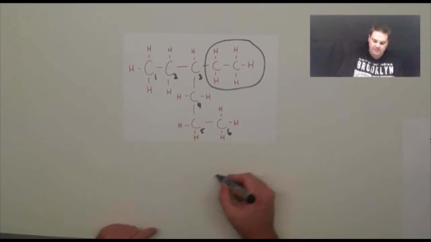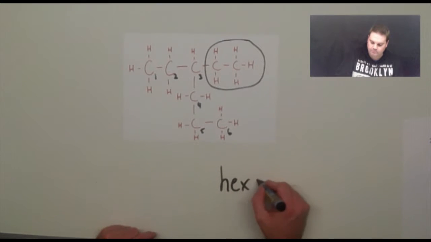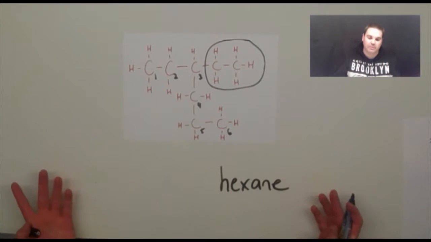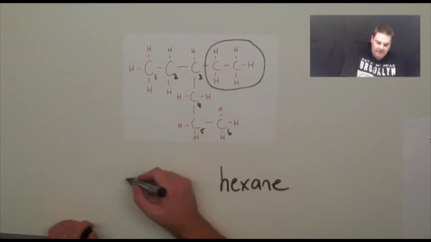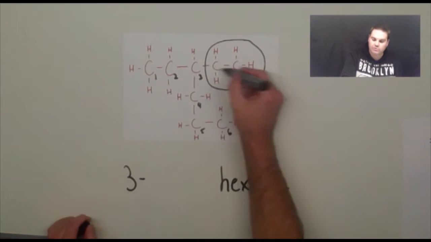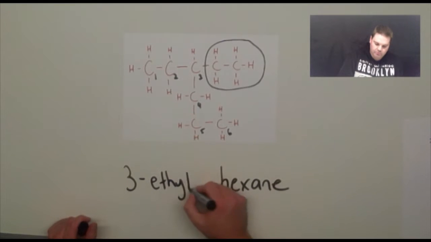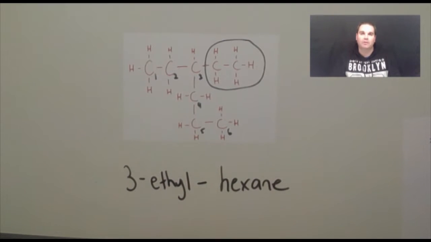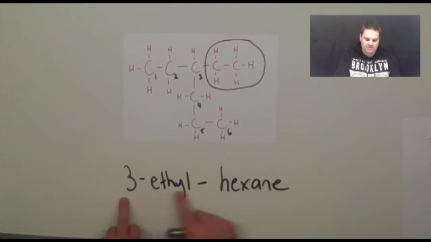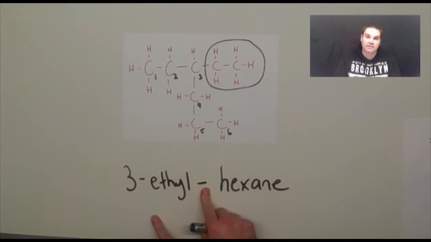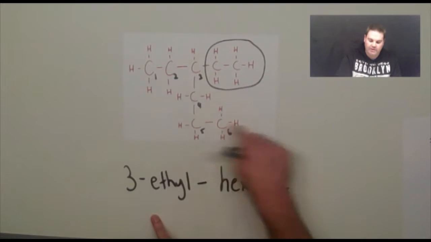So here, because we've got 6, that's going to be hexane, because there's no double or triple bonds in there. And on the third carbon we've got 2 carbon atoms, so 2 is ethyl, so it's 3-ethylhexane. Okay, notice for the number we use these little dashes in between each part of the naming. Okay, and that's 3-ethylhexane.